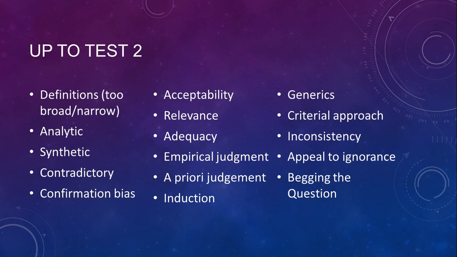The criterial approach is just this thing that we're doing with acceptability, relevance, and adequacy. It's the contrast with the fallacies approach. So the criterial approach is about what makes an argument good. The fallacies approach is about what makes an argument bad. It's just the name for the style of argument analysis we've been doing. Inconsistency.